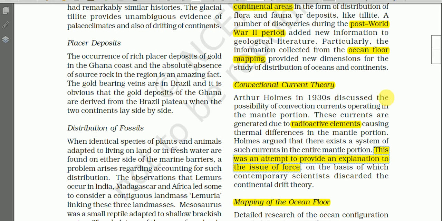Any question from your side, boys and girls, regarding the convection current theory?